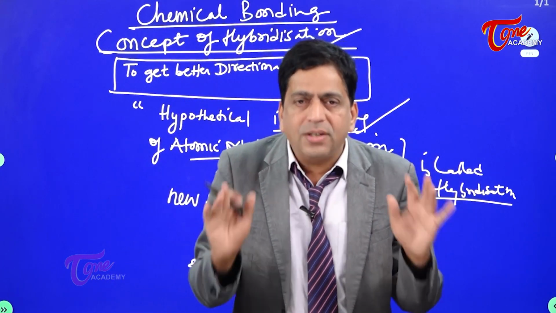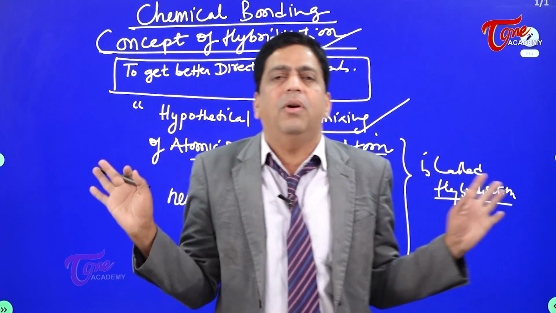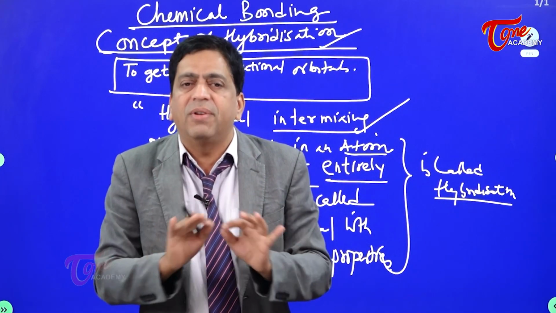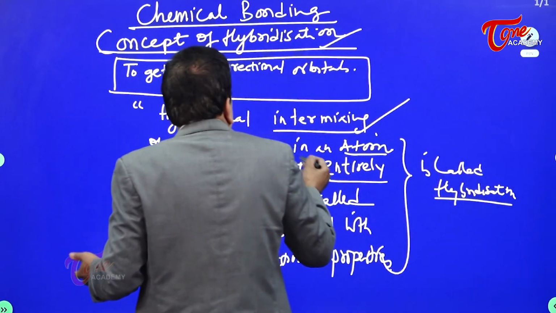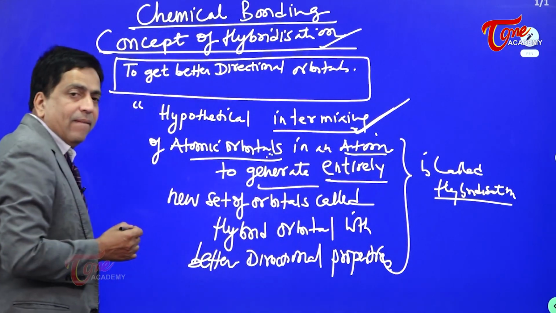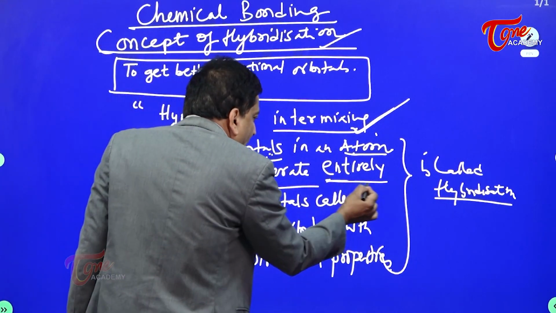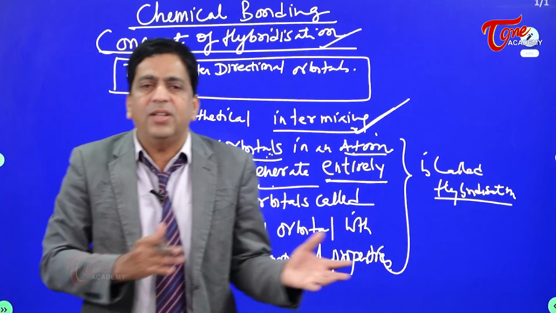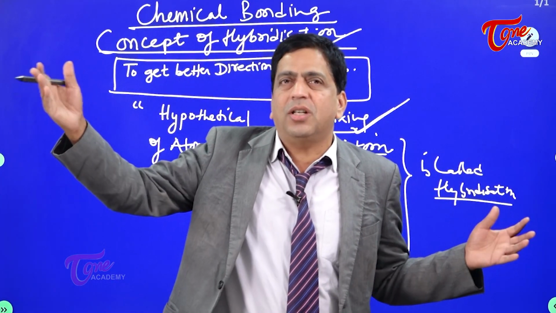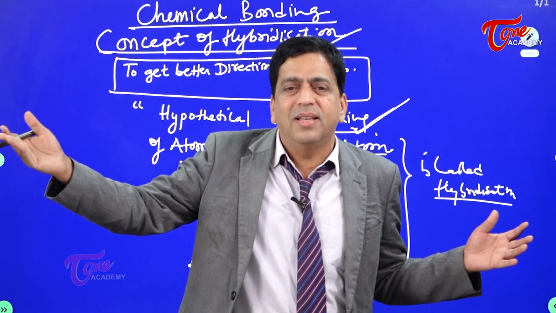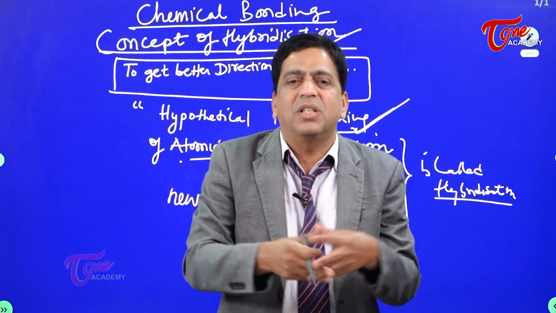Similarly, the atoms have still not participated in bonding at all. Yes, they have the intent of participating in bonding, but before bonding itself, everything is ready. How are you getting readied? This is how you are getting readied. It is hypothetical intermixing of atomic orbitals in an atom to generate entirely a separate set of orbitals which has better directional properties. When you mix S and P, you don't call it S, because S is mixed with P. If S is mixed with P, it's called SP.